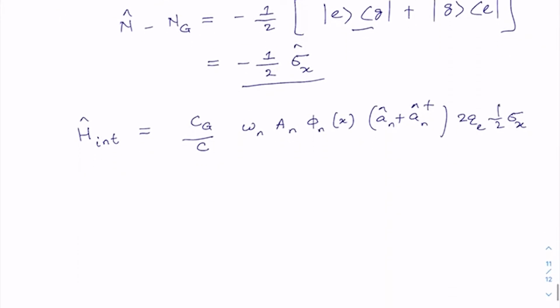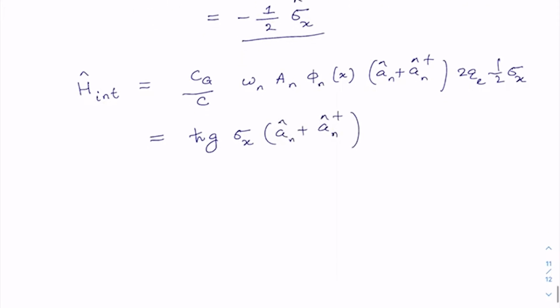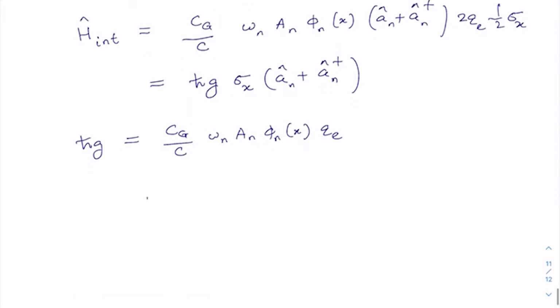So finally, I can write this whole expression as h cross sigma x cross z sigma x (a_n plus a_n dagger), where I have put this constant cross z, which includes this particular term, a constant times c omega_n phi_n of x and q_e. All right, so finally this is an important expression that we obtain: h cross z sigma x (a_n plus a_n dagger).